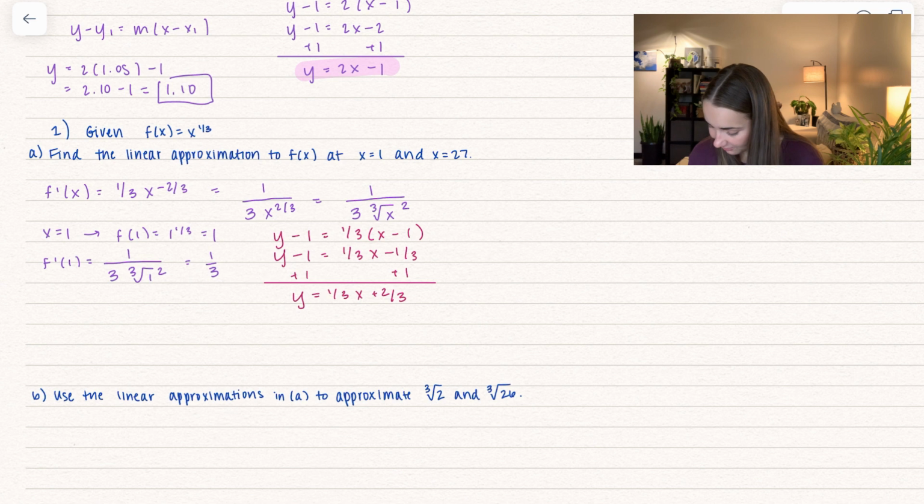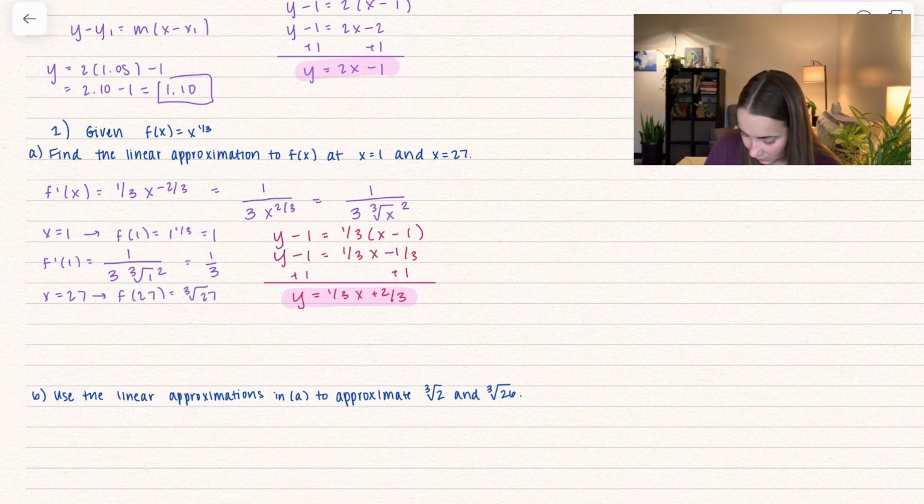Alrighty, so here we got our first linear approximation equation. I'm just going to go ahead and highlight that so we don't forget it. Now we need to go ahead and try this for x equals 27. So first, let's go ahead and find the corresponding y value. So f of 27 is equal to the cube root of 27, which is equal to 3. And now we can go ahead and find our slope.